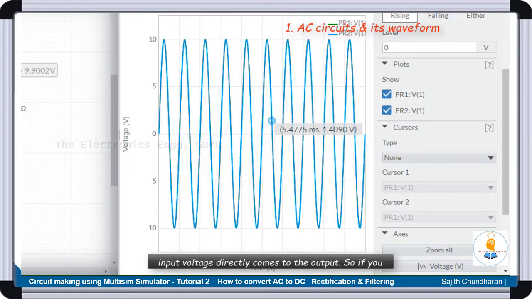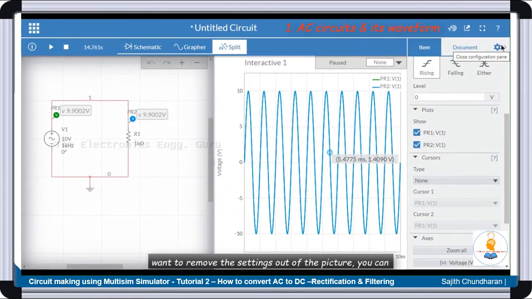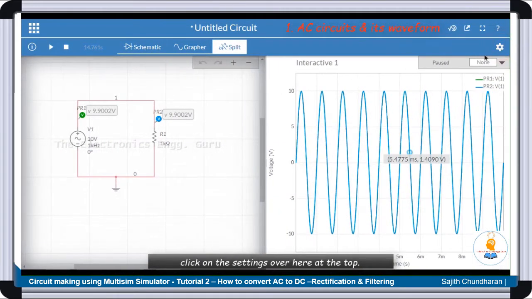to the output. So if you want to remove these settings out of the picture, you can click on this settings over here at the top and you will be able to see that. Now let us modify the circuit.